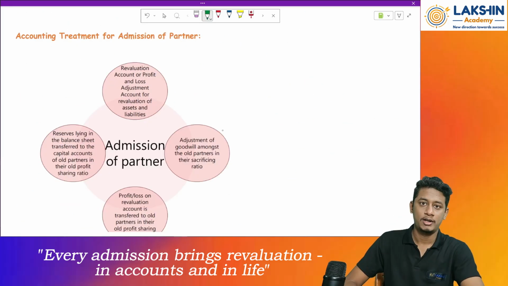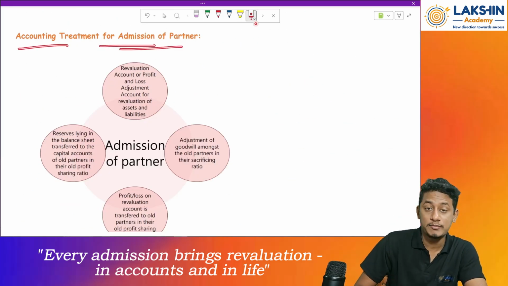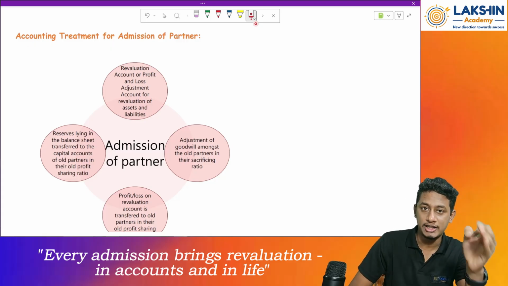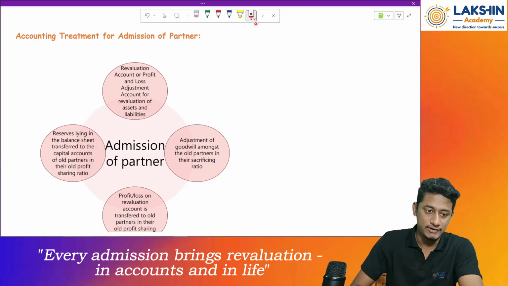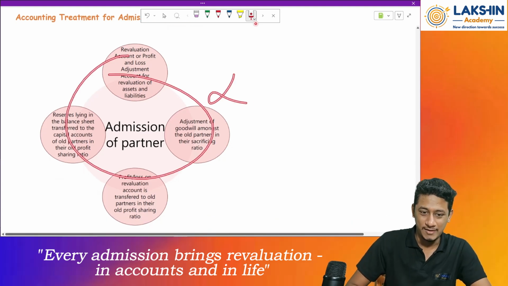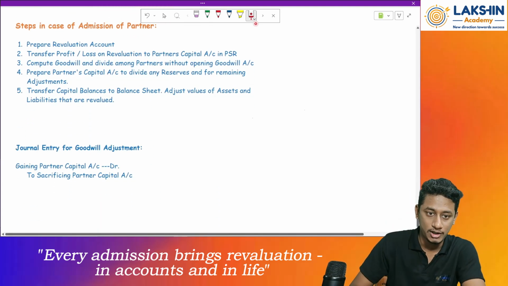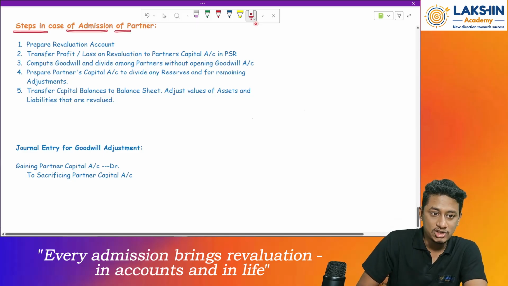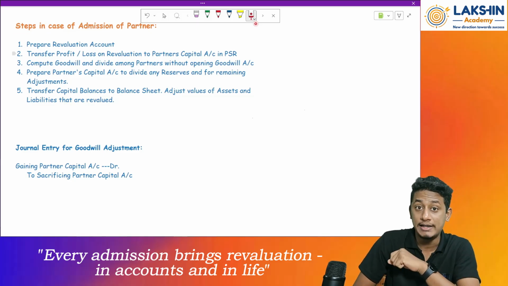Clear? Okay. So now let's start with the next topic, the accounting treatment for admission of a partner. When a partner is admitted into a partnership firm, how do we account for it in my books of accounts? That we'll see. This is the holistic procedure. I'm going to skip this part and just look at the basics. Steps in case of admission of a partner. What steps should we take in the books of accounts when a partner is admitted into a partnership firm?